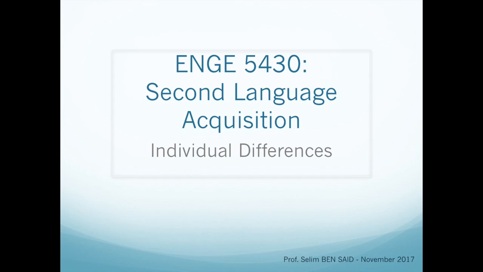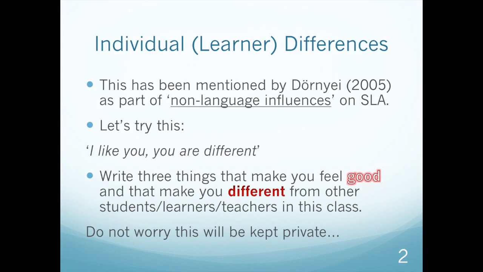So individual learner differences, or individual differences, is a concept that was mentioned by Dörnyei in 2005, and when he mentioned it in his book, I believe, it was considered to be part of the non-language influences on second language acquisition. So I will have a small exercise here that I'd like you to try at home.